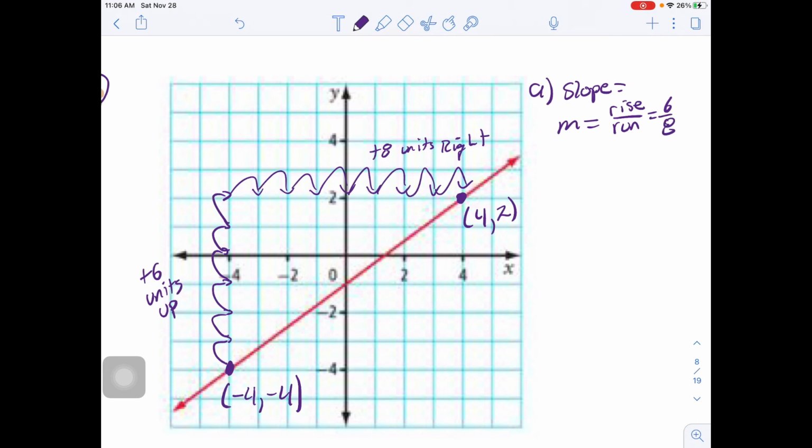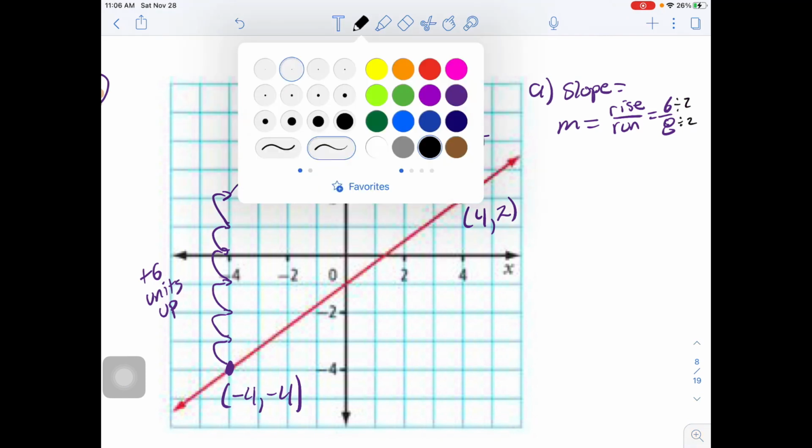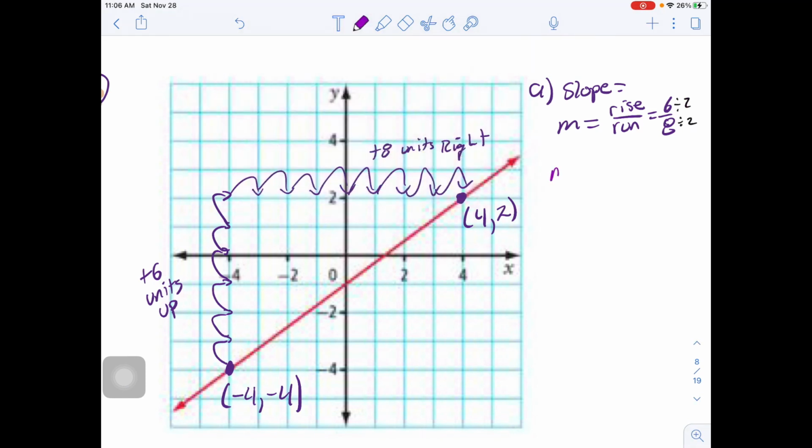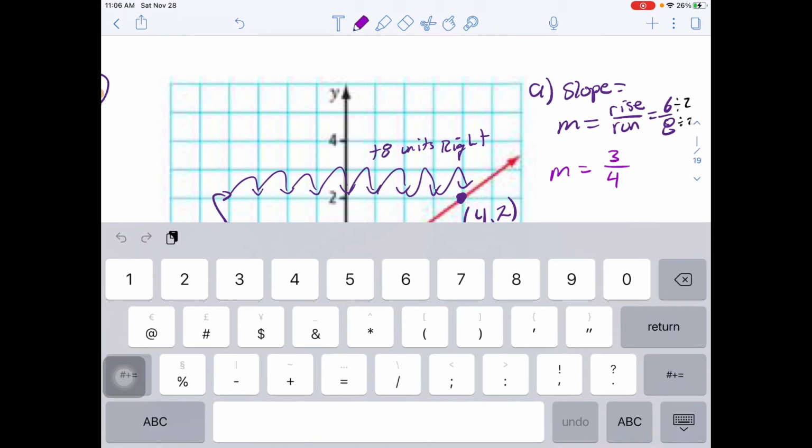Now, I could leave it like that, but usually in math, you want to simplify. So let's divide both of these by 2 to simplify it. So 6 divided by 2 is 3, 8 divided by 2 is 4. So our slope is positive 3 over 4. So every 3 units you go up, 4 units you go to the right.